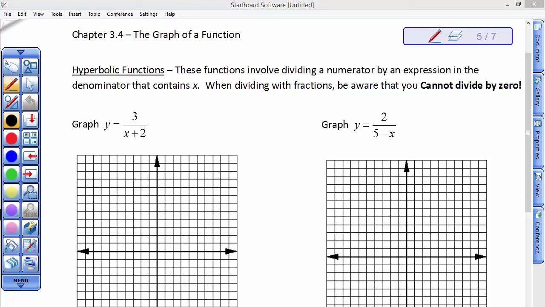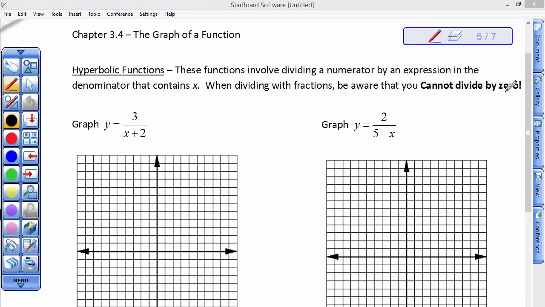I'd like to look at the graph of a fairly simple hyperbolic function. These functions involve dividing a numerator by an expression in the denominator that contains x. So see the denominator here, x plus 2, 5 minus x. When you divide with fractions, be aware you cannot divide by 0.